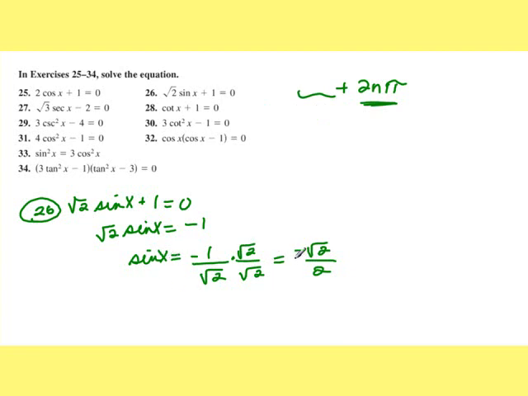So sine x, first of all, is negative where? Right, it's negative in the third and fourth quadrants. So where is sine x equal to negative square root of 2 over 2? Well, that would be at what angle? 5 pi over 4 and 7 pi over 4. So we don't just leave our answers as 5 pi over 4 and 7 pi over 4. We also have to put plus 2n pi to indicate not just that angle, but every rotation of that angle.